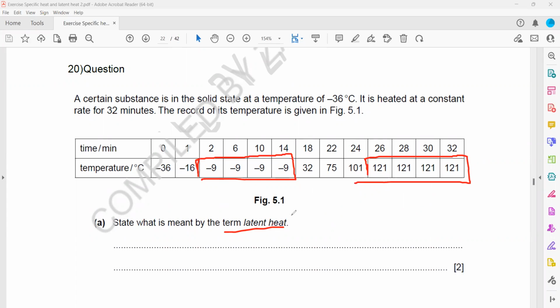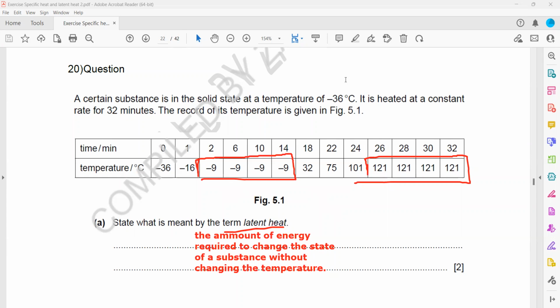What is meant by the term latent heat? You have to know this definition. The term latent heat means the energy needed to change the state without changing temperature. That's right. So the amount of energy which we need to change the state without changing the temperature, we call that latent heat.